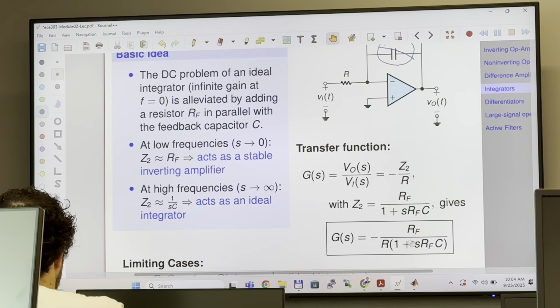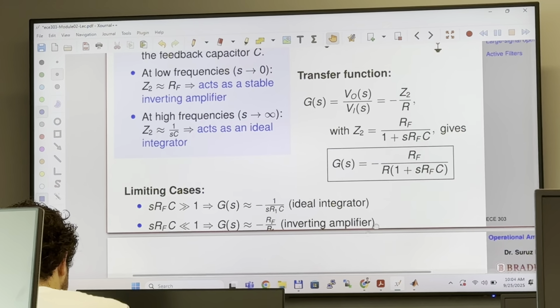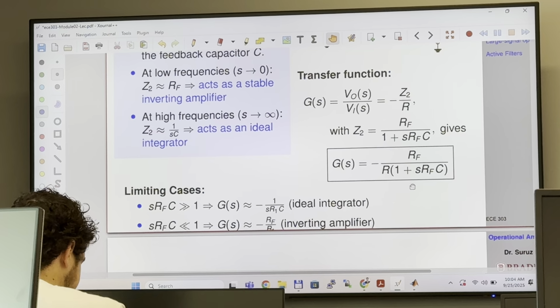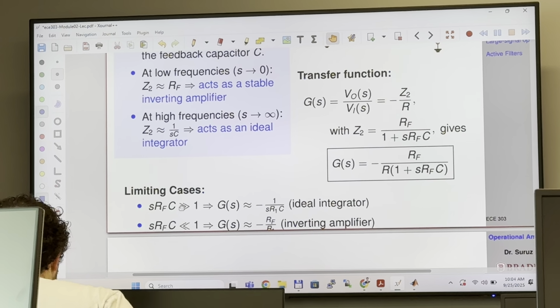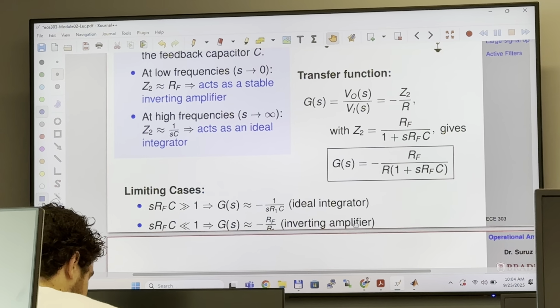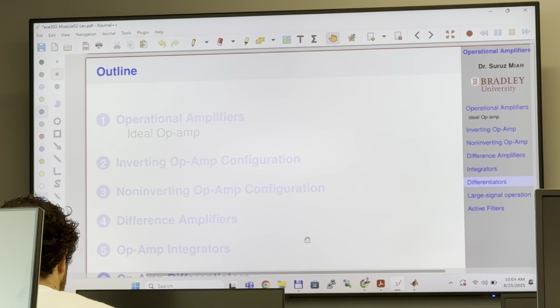And I actually derived this here. We did that for the previous example. Here I said limiting case. When you have this quantity very, very high, it behaves like an ideal integrator, just like the previous integrator. When S is very low, which means DC, it operates as an inverting operational amplifier.